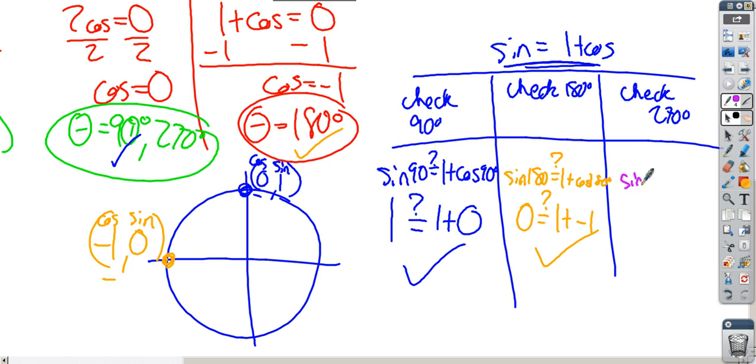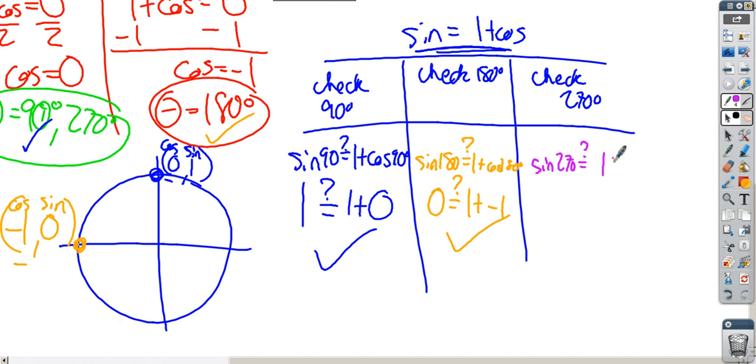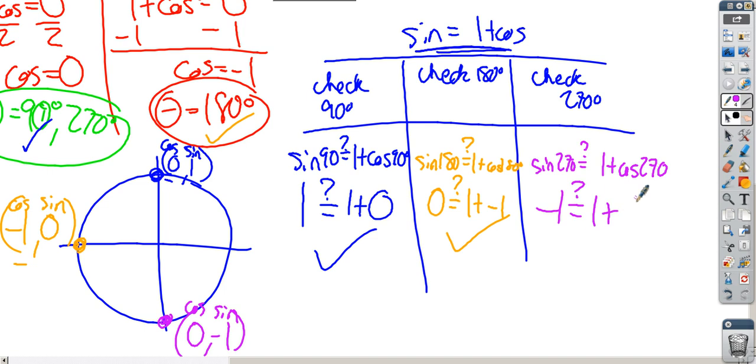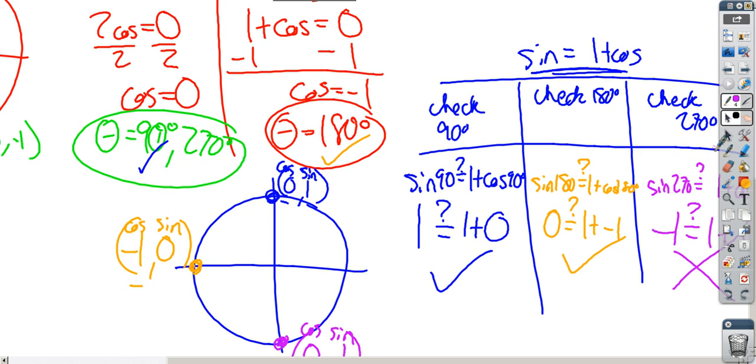Let's try the last one. Does sine of 270 equal 1 plus cosine 270? This 270 is down here, and the cosine right there is the x, which is 0. The sine right there is -1. So the sine of 270 is -1. Does that equal 1 plus cosine of 270, which is 0? This is wrong. 1 plus 0 does not equal -1. So that's an extraneous solution. Your final answer only has 90 and 180. You don't include the extraneous one, because when we plug it back in, it doesn't work. That's the main idea right there.